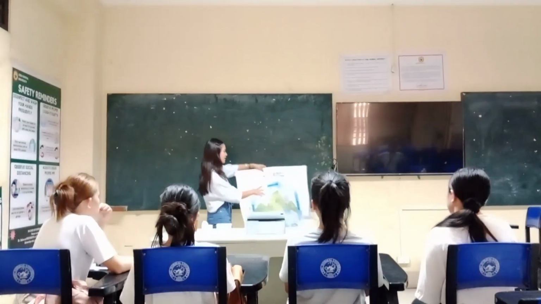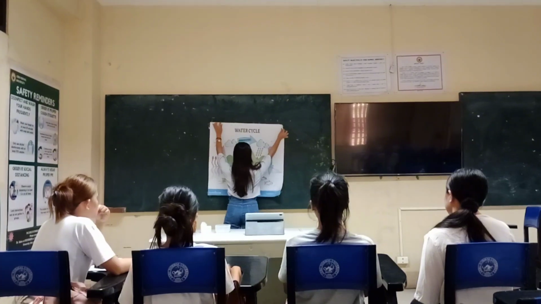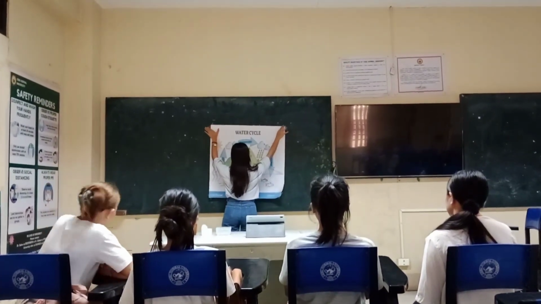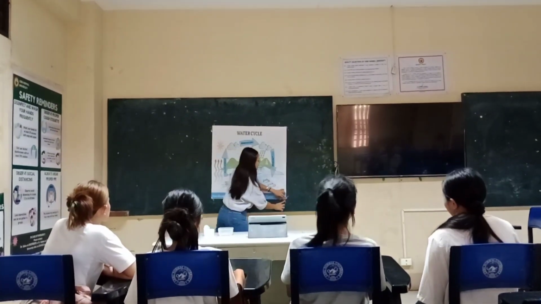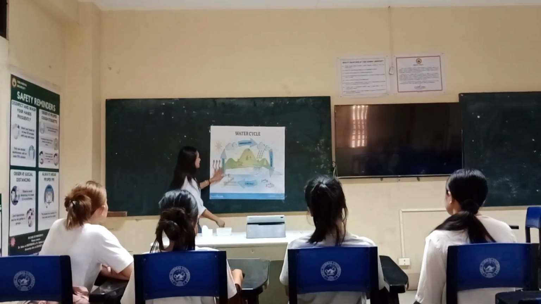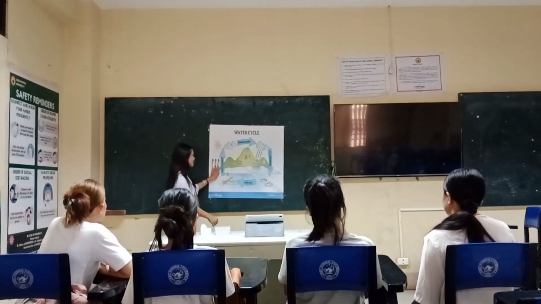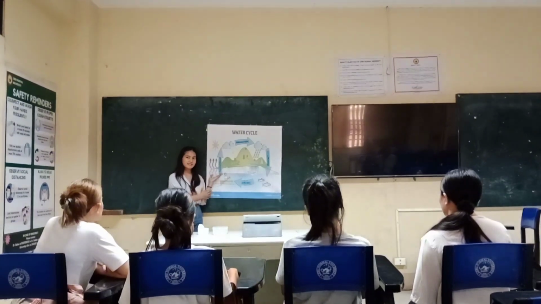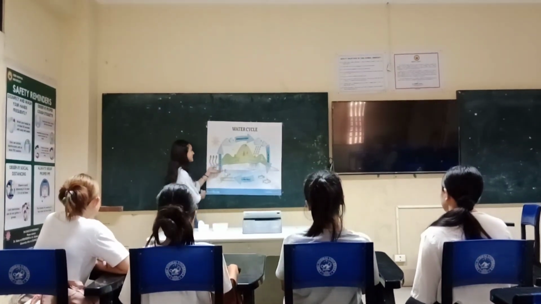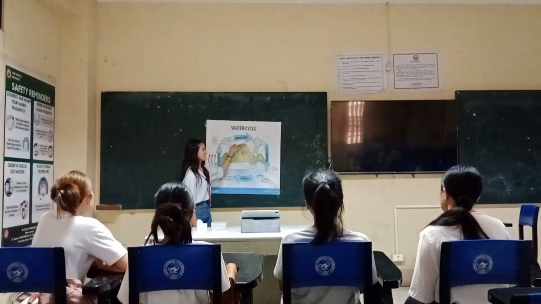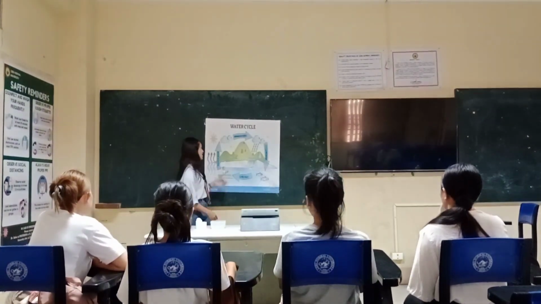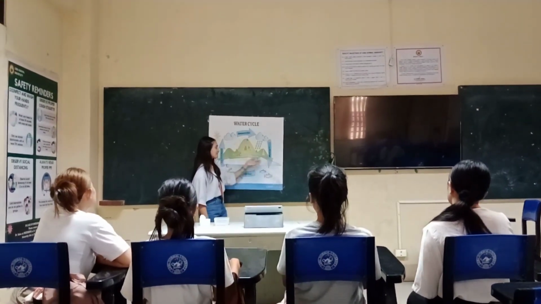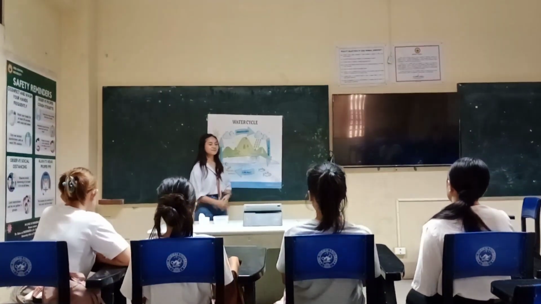Now I have here the diagram of the water cycle. So each part has its label. If I'm going to ask you what process is this? Evaporation, condensation, precipitation, collection. So evaporation, condensation, precipitation, and collection.